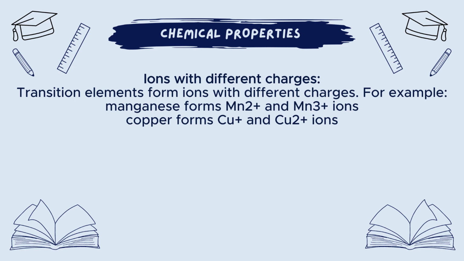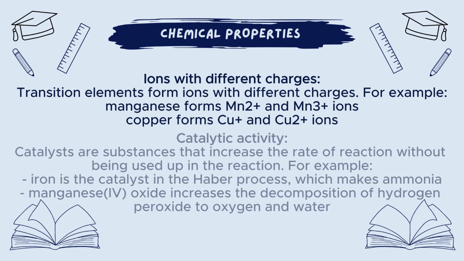Ions with different charges. Transition elements form ions with different charges. For example, manganese forms Mn2+ and Mn3+ ions. Copper forms Cu+ and Cu2+ ions.